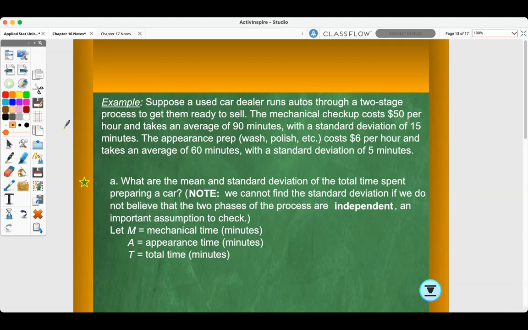So we're going to let M equal the mechanical time in minutes, A be the appearance time in minutes, and T be the total time. So our total time would be M plus A. So the expected value of our total time would be the expected value of M plus the expected value of A. The expected value of M is 90, and the expected value of A is 60. So our expected value for time would be 150 minutes.